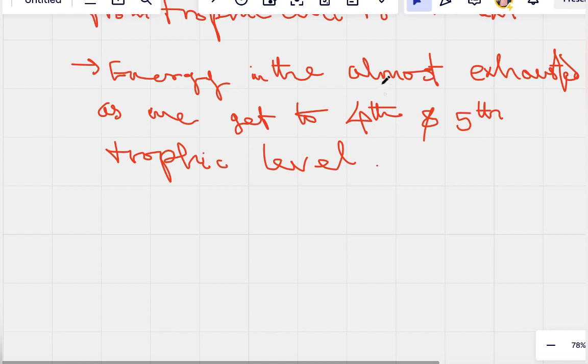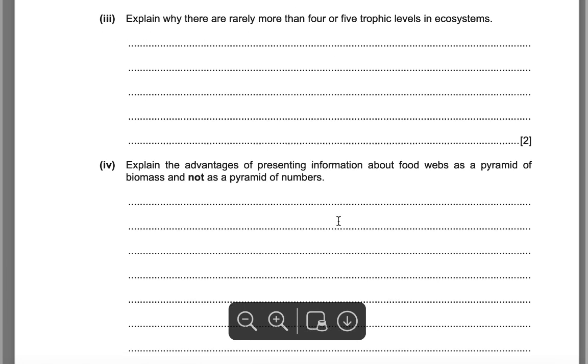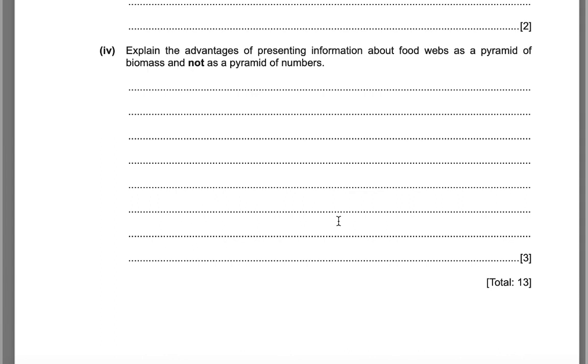Okay, so that's for that question. Let's do only this question and then we end this part. Explain the advantage of presenting information about a food web as a pyramid of biomass and not as a pyramid of numbers.